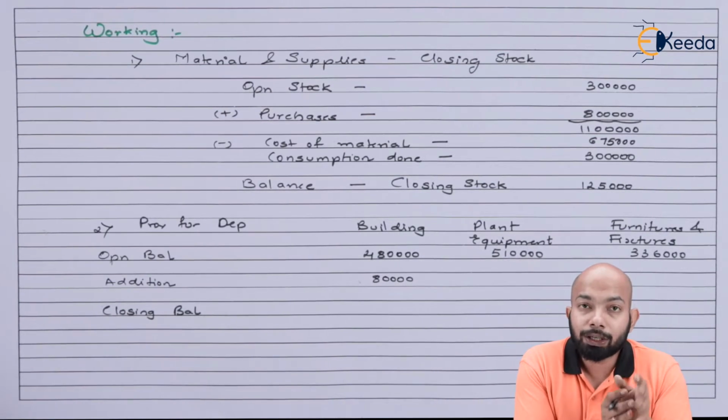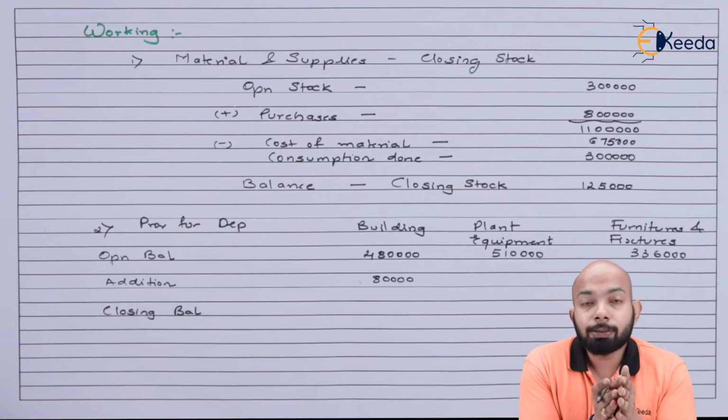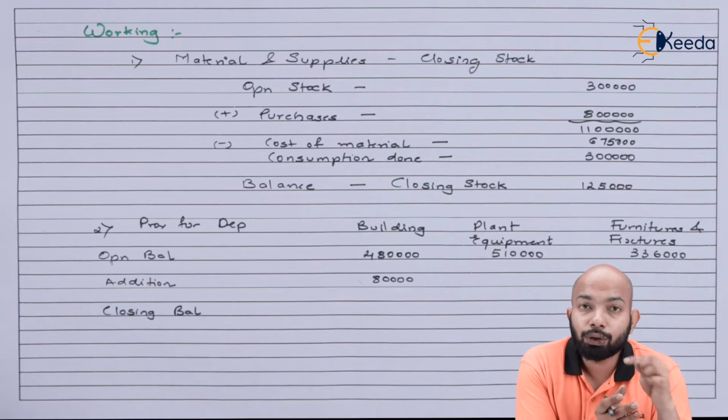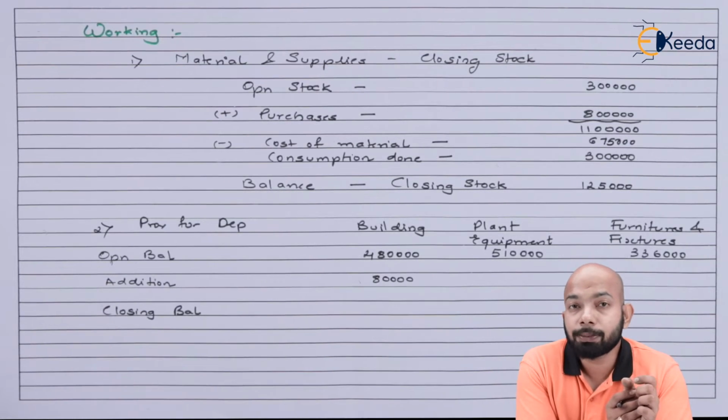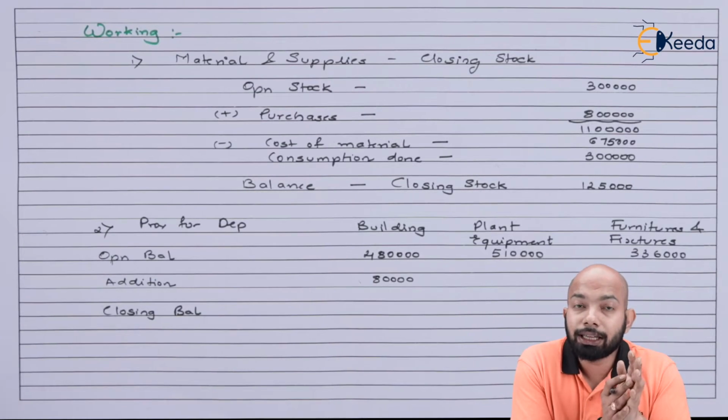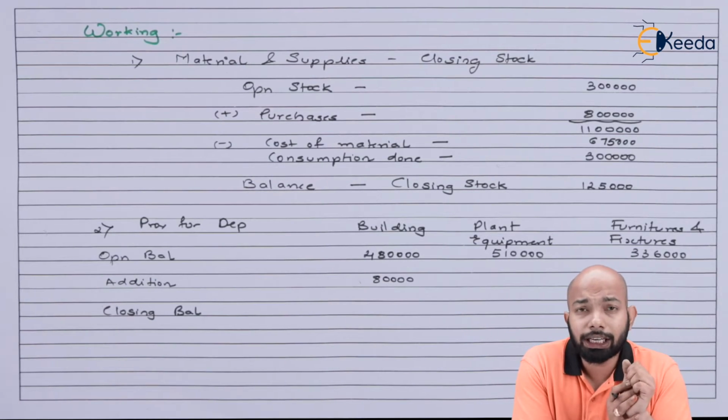Similarly, for plants and equipments, we'll figure out the actual cost of it. It has been mentioned as 8,50,000. That's the actual cost of it. On that, we have to calculate the rate of depreciation that has been already provided to us. Now, on 8,50,000, we have 10% depreciation to be calculated. So that will give you 85,000.